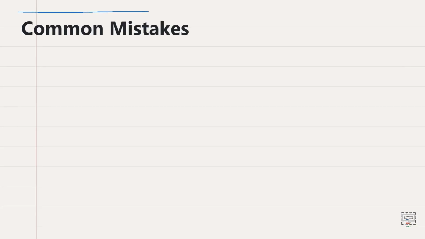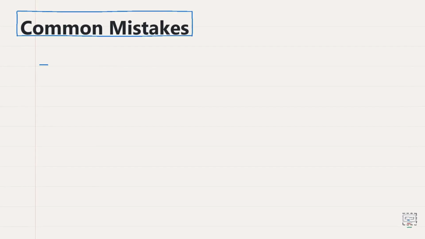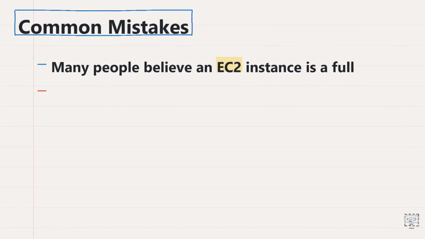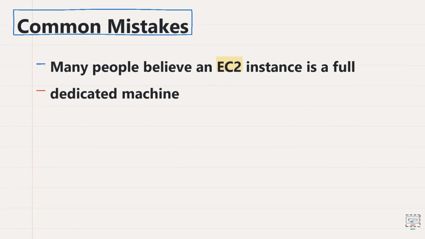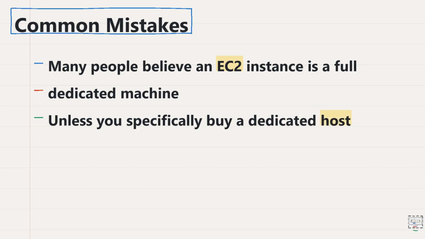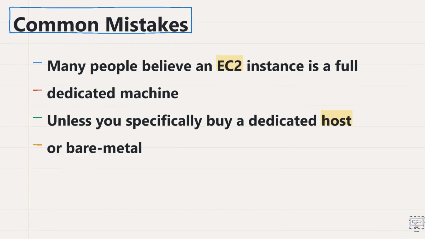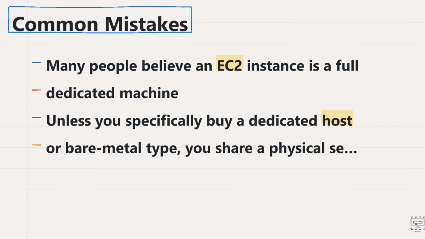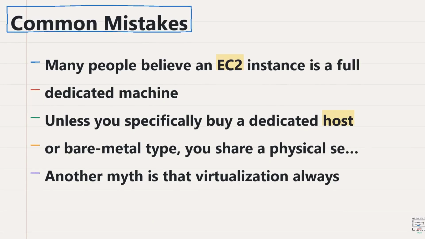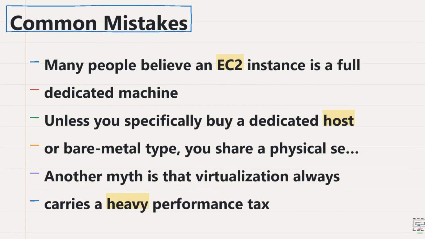Many people believe an EC2 instance is a full dedicated machine. Unless you specifically buy a dedicated host or bare metal type, you share a physical server with other customers, kept apart by the hypervisor and the CPU's hardware isolation. Another myth is that virtualization always carries a heavy performance tax. With hardware-assisted virtualization and Nitro offload, the overhead is now only a few percent. People also confuse a vCPU with a physical core, but a vCPU is typically one hyperthread, so 2 vCPUs often share one physical core.